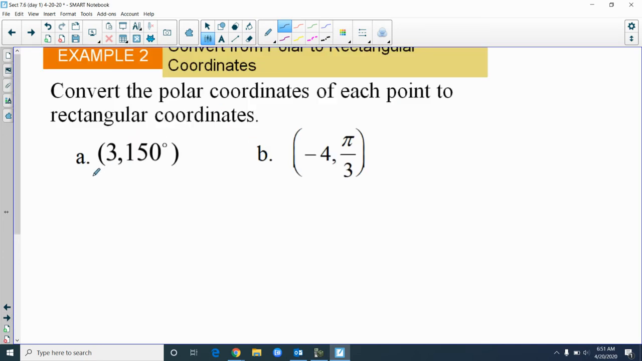All right, let's take a look at a case here. Convert the polar coordinates of each point to rectangular coordinates. So now I've got 3, 150.